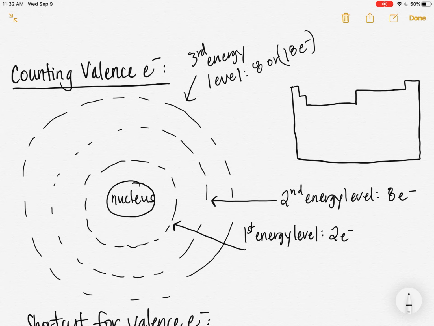There is a 4th, a 5th, a 6th, and a 7th energy level, but we don't do a whole lot of discussing there only because those start to become very large atoms, and it would take a long time for us to draw those pictures.